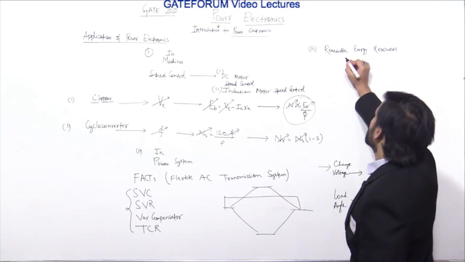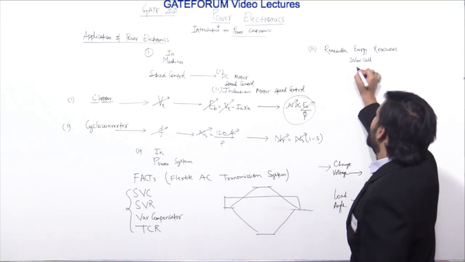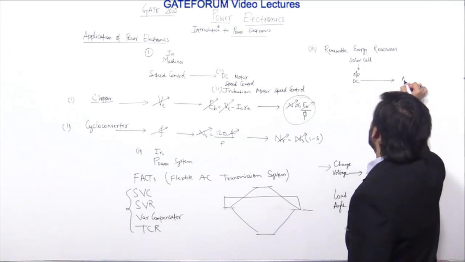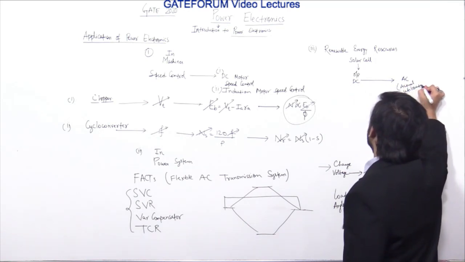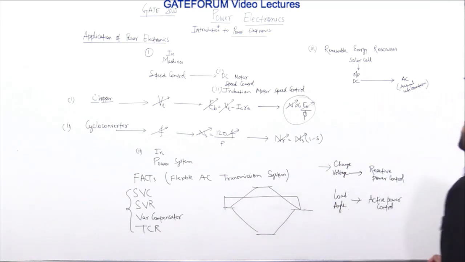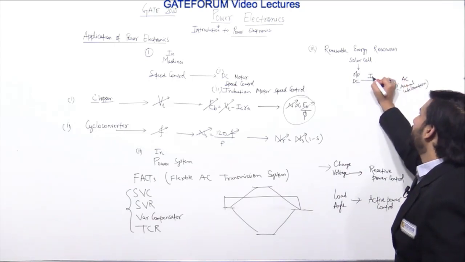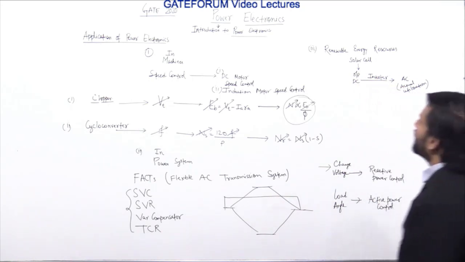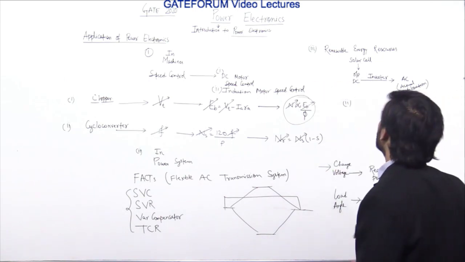Renewable energy resources will have, say, the solar cell. What does the solar cell do? The output of the solar cell is DC, which needs to be converted to AC, because the actual utilization of industrial and domestic requirement will be in the form of AC. So for converting the output of the solar cell to AC, you need an inverter. That is how it plays a role in the application of power electronics.